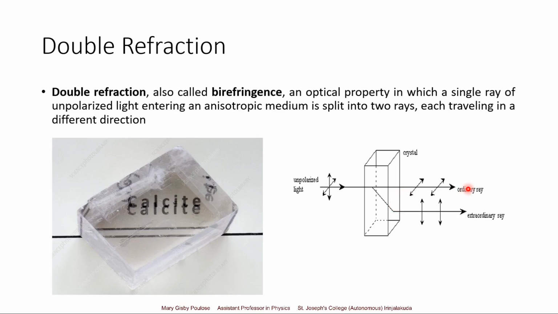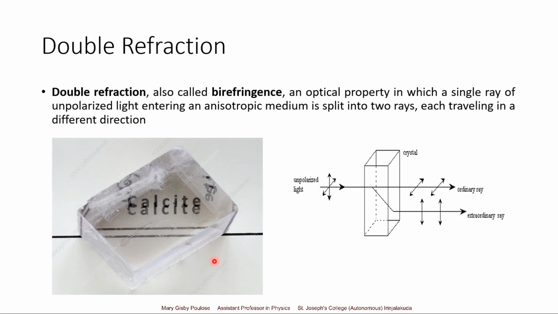It refracts into the ordinary ray and the extraordinary ray. And the ordinary ray will be plane polarized in one direction, whereas the extraordinary ray will be plane polarized in the other perpendicular direction. Okay, so in effect, we can get polarized light from it.